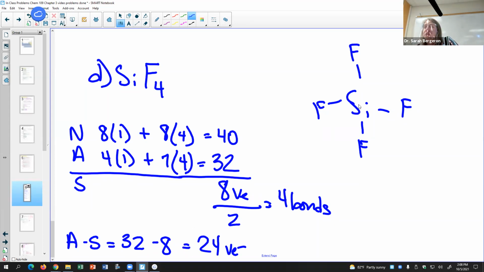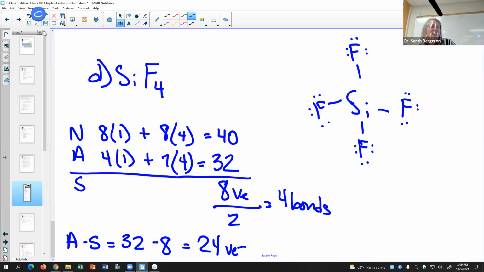Can I put them on my central atom? Why not? It's happy. 2, 4, 6, 8. Silicon's happy. Don't mess with it. Is this fluorine happy? It's only got 2. How many more does it need? It needs 6 more, right? So 6, 12, 18, 24. Awesome. Pretty neat.